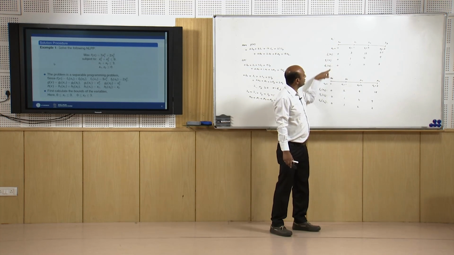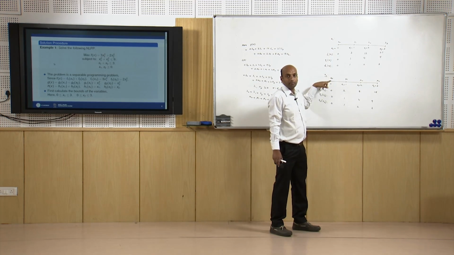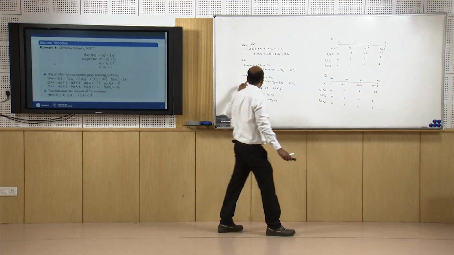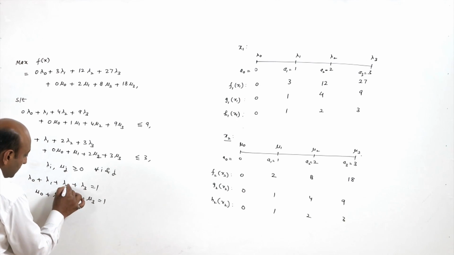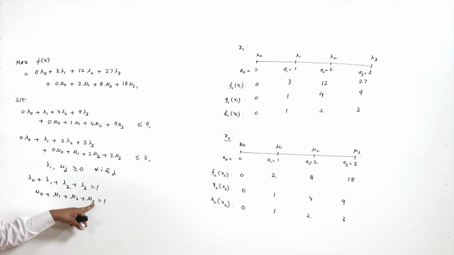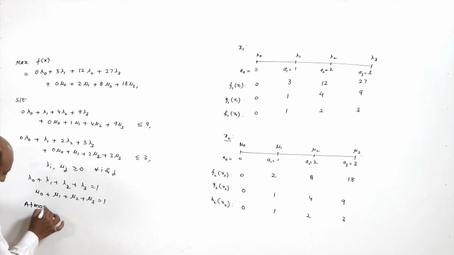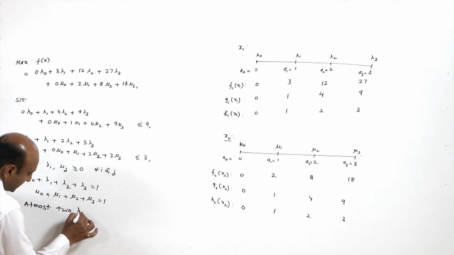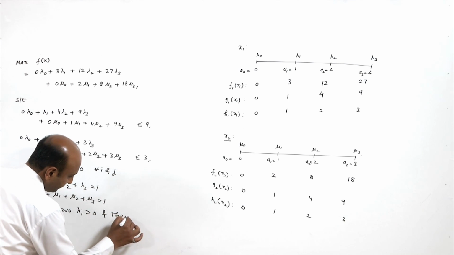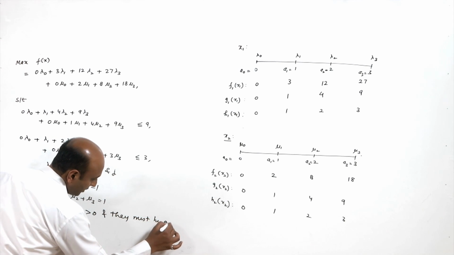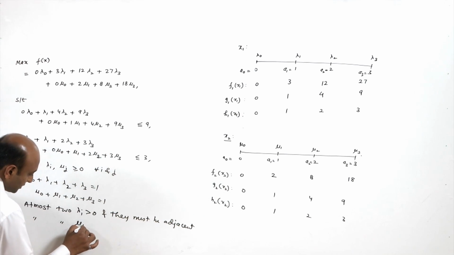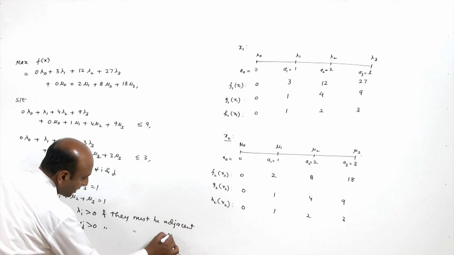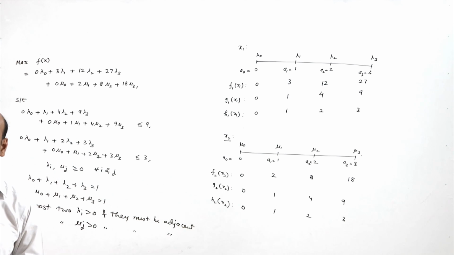So, these lambdas and these mu j's may not be same. So, we are making different constraints: lambda naught plus lambda 1 plus lambda 2 plus lambda 3 should be 1, and mu naught plus mu 1 plus mu 2 plus mu 3 should be 1. Okay. Now, the next condition: at most 2 lambda j's are greater than 0 and they must be adjacent. Similarly, for mu j's, they must be adjacent. Okay. The same condition is for mu j also.